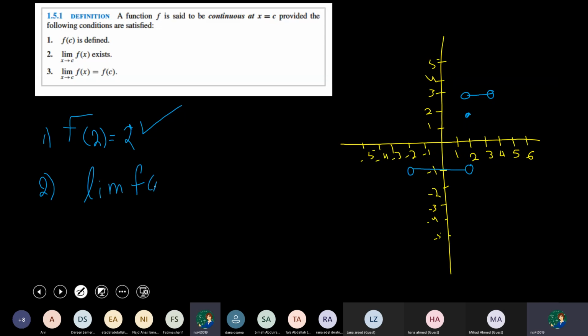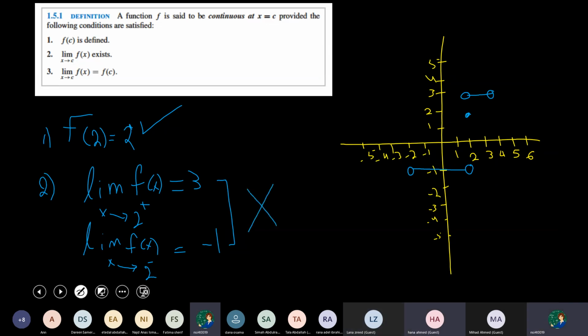Limit f of x when x approaches 2 from the right. Here is 2, from the right. What is the value from the right? 3. And limit f of x when x approaches 2 from the left, -1. Thank you. Do the limits exist here? They do not exist, because they are not equal from the left and from the right.